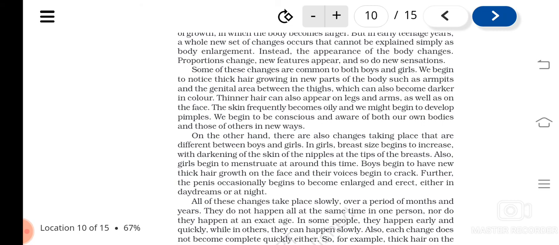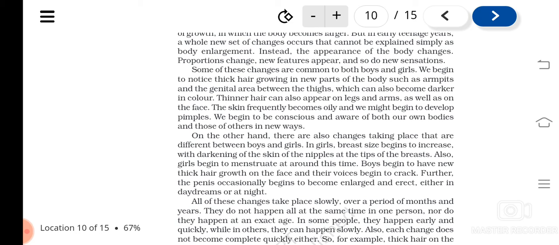These changes are almost the same in boys and girls. Like what? Appearance of hair, then oily skin becoming more oily and glowing, then pimples. All these are changes that appear in boys and girls together, in common.